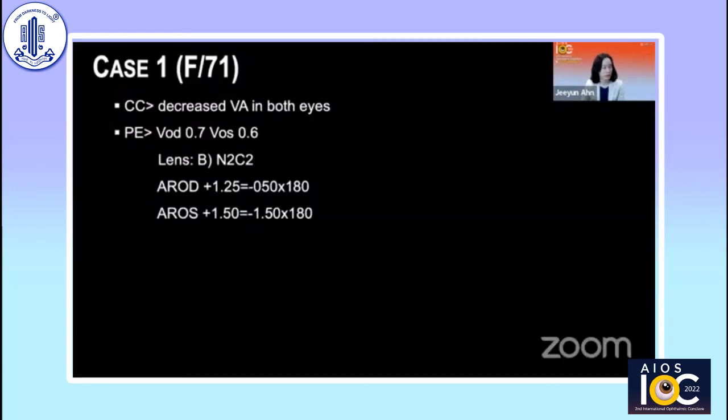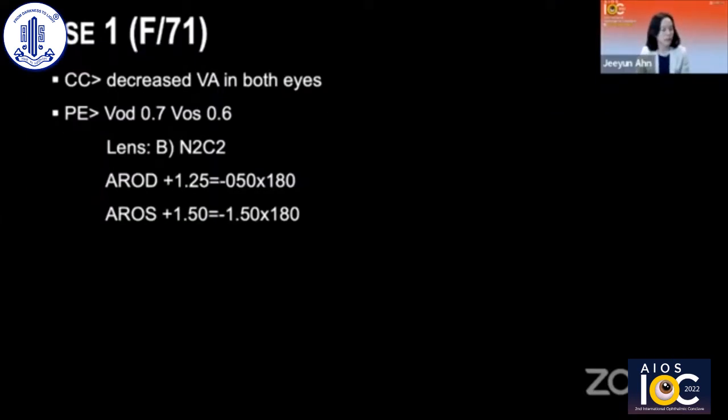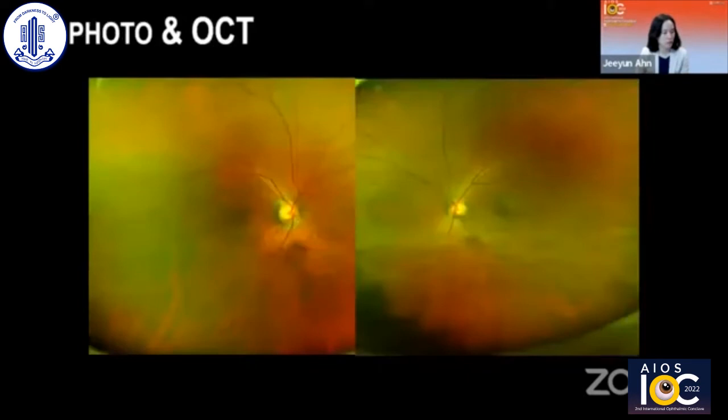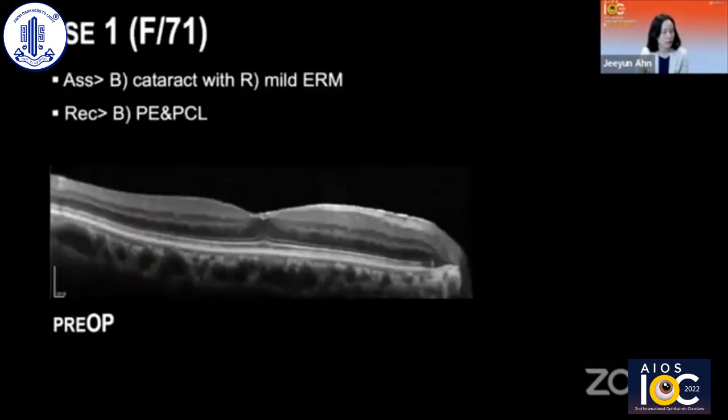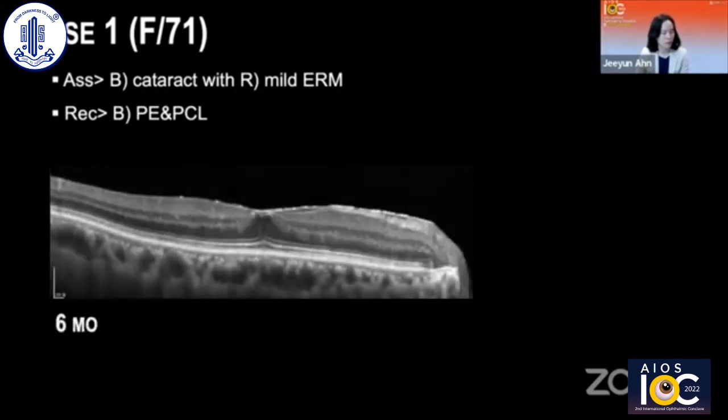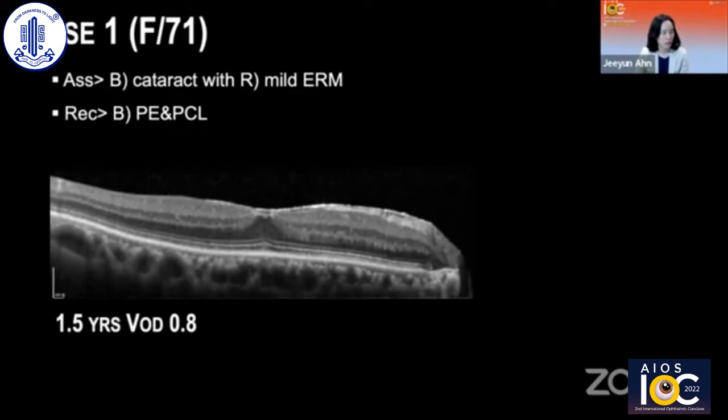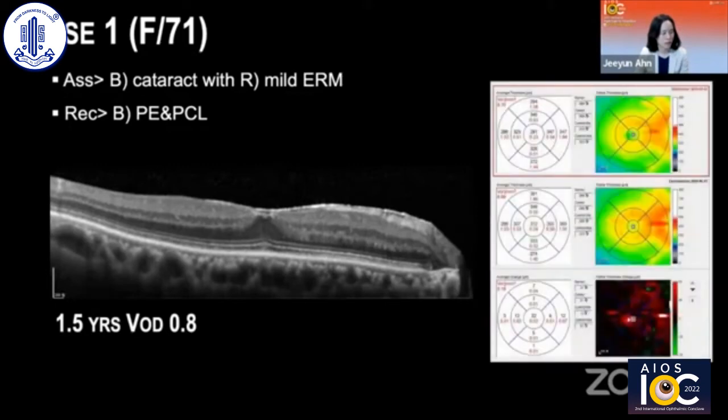I would like to share two cases before I wrap up. The first is a 71-year-old female patient who was referred to me from a glaucoma colleague at my hospital. The patient had moderate degree cataract with visual acuities between 0.6 and 0.7 in both eyes. Fundus examination had revealed mild epiretinal membrane in the nasal parafovea with hardly any changes in the foveal contour. So I recommended that she go ahead with just the cataract surgery. After 6 months, there was mild increase in central macular thickness. And after 1.5 years, her visual acuity remained excellent with mild thickening of the ERM area.